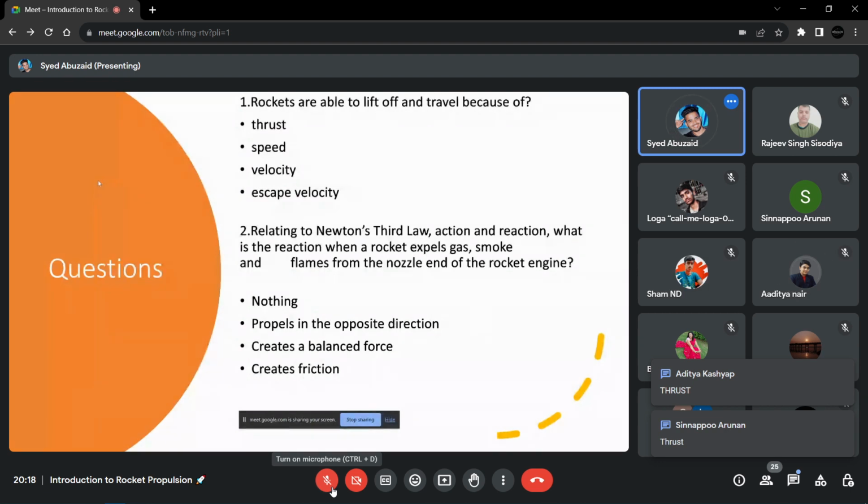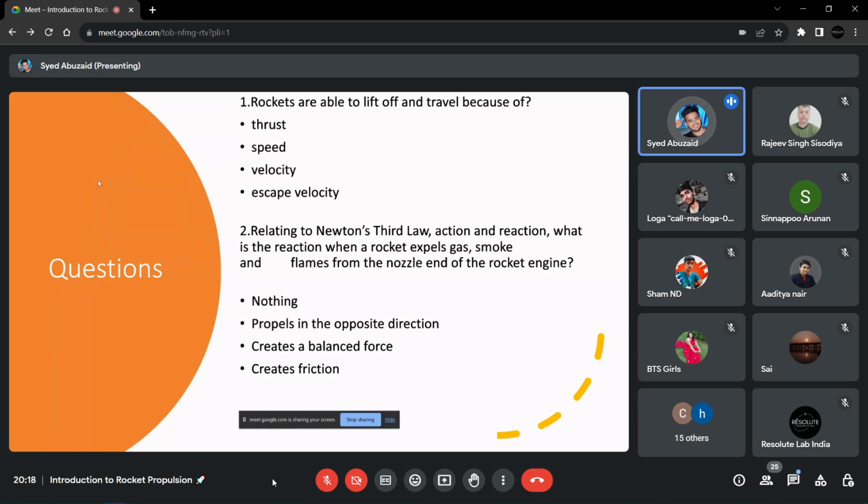Thrust is the right answer, because the fuel and oxidizer are burned inside the combustion chamber. That increases the pressure, and that pressure produces thrust. That's why rockets are able to lift off and travel.